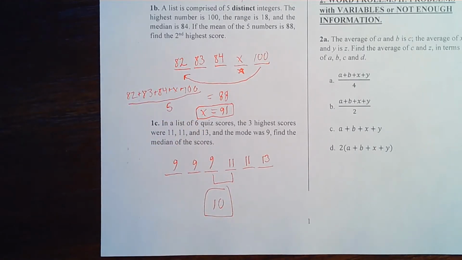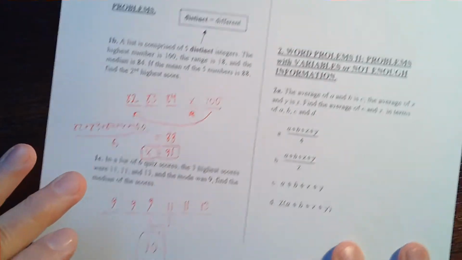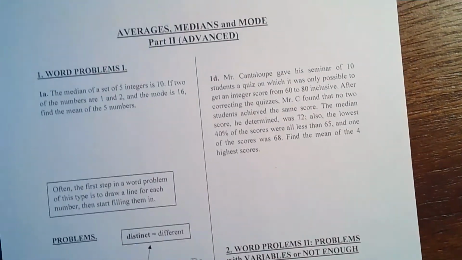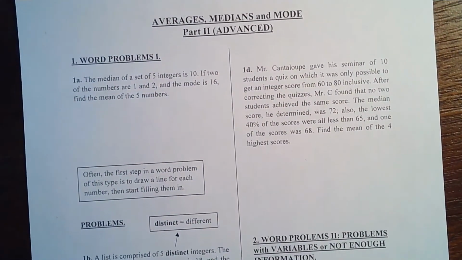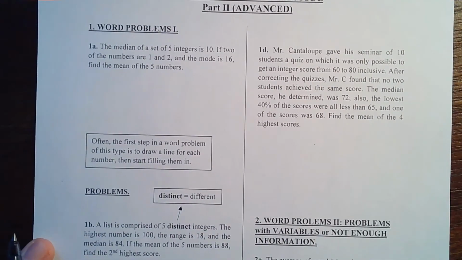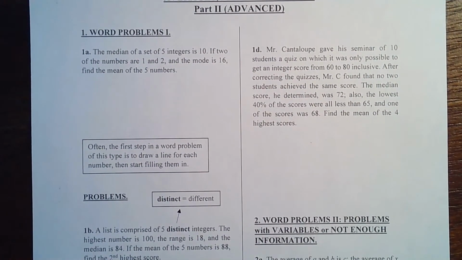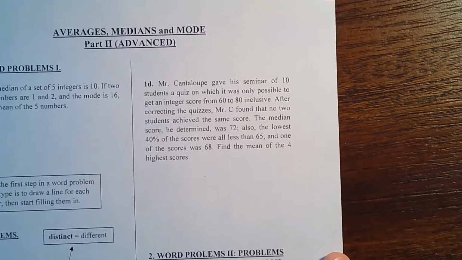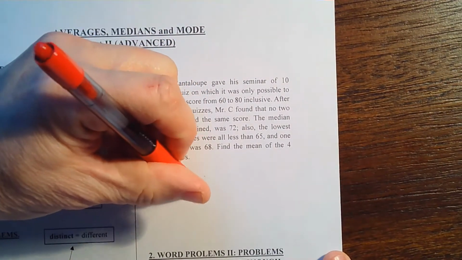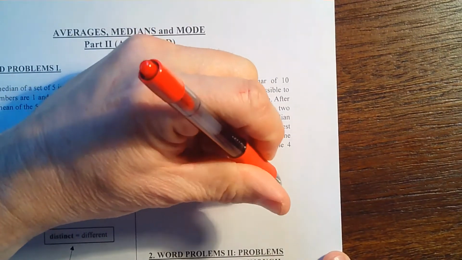Finally, we'll go to 1D. And we're going to be looking here at Mr. Cantaloupe again and his class. And Mr. Cantaloupe has 10 students.